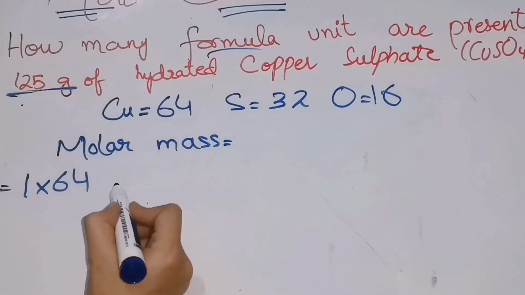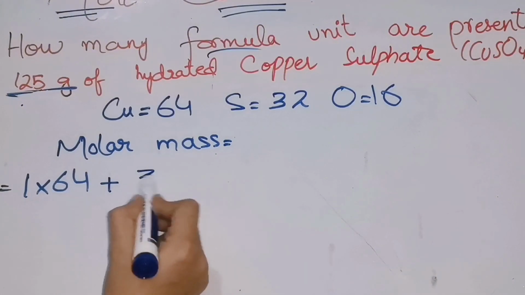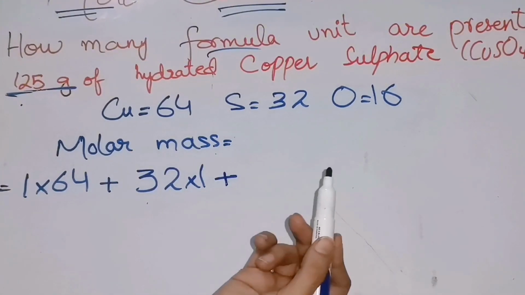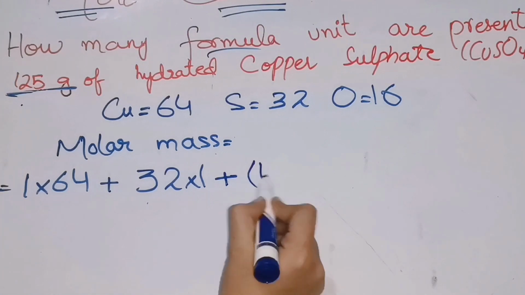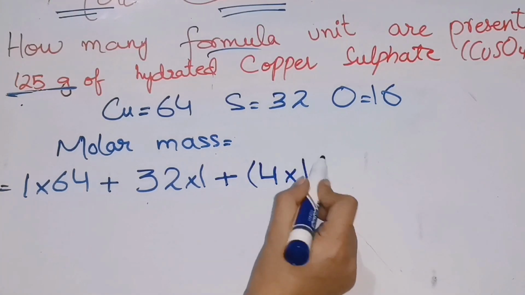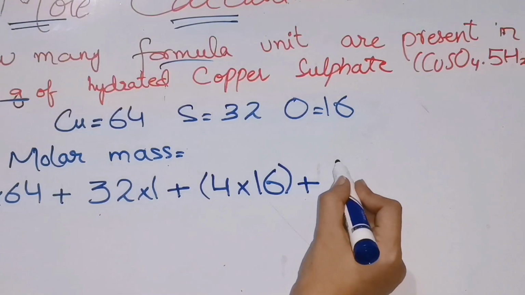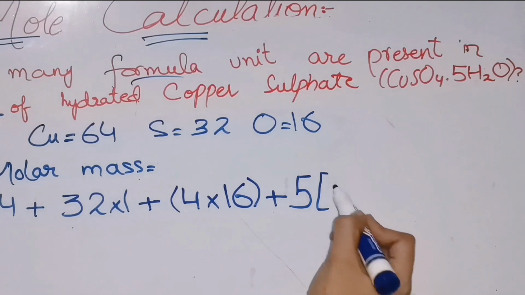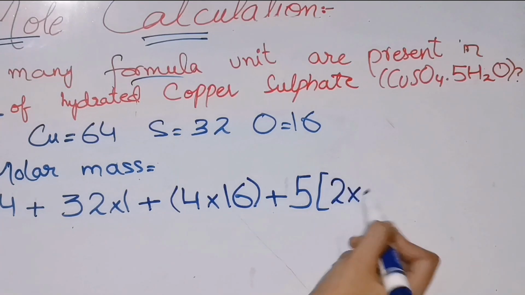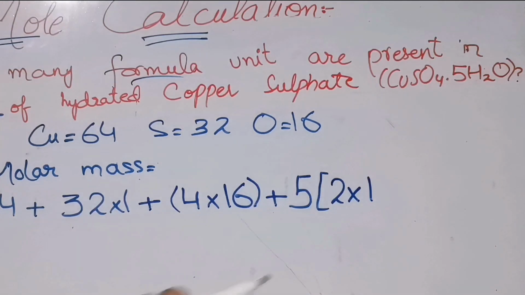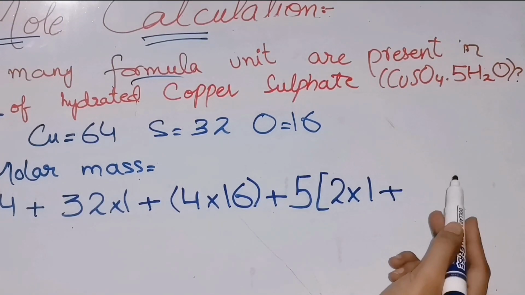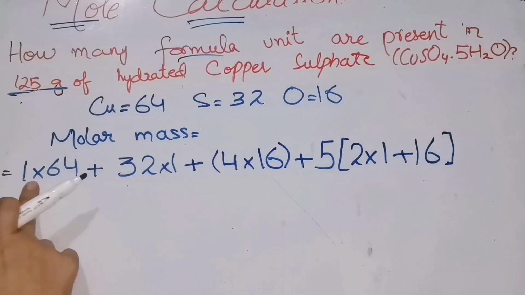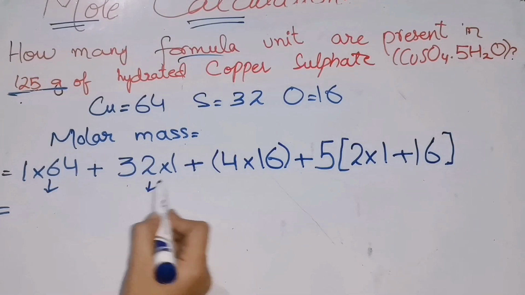Then sulfur. How many sulfur are present? 1, so plus 32 multiplied by 1, plus oxygen. How many oxygens are present? 4. 4 multiplied by 16, then plus sign, and 5 of water molecule. After this, we will write the number of hydrogens present, that are 2, multiplied by its atomic mass, that is 1. Then we will add the atomic mass of oxygen, which is 16.